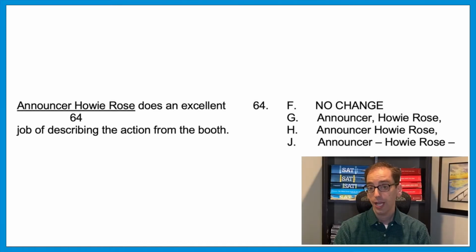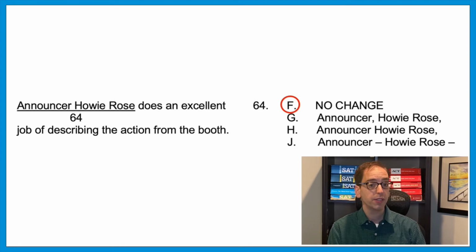Again, the question we want to ask is, can we remove anything? So let's try to read the sentence without his name. Announcer does an excellent job of describing the action from the booth. That doesn't make sense. We need his name. That means everything is essential. So there shouldn't be any punctuation. The answer is F. It's fine the way it is.